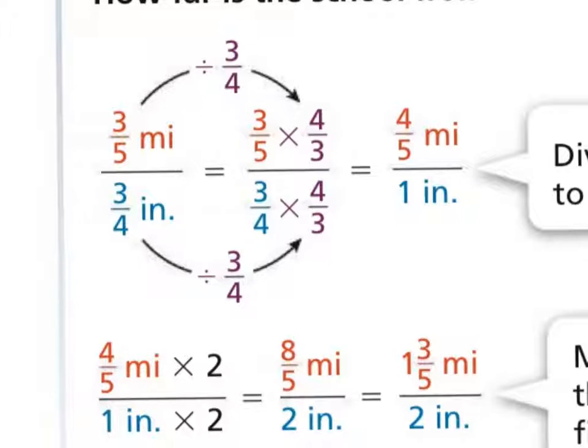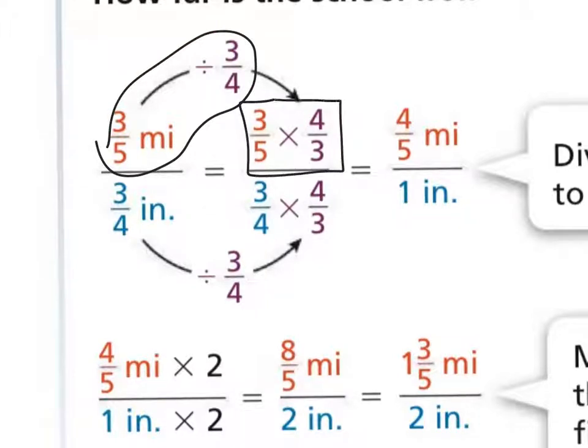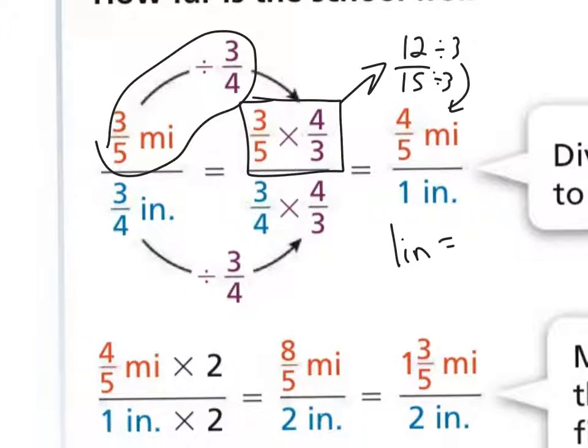So you can either write it this way, or you can have the reciprocal of this basically. But the idea is we want to know what 1 inch is. So if you do 3/4 divided by 3/4, you'll get 1. If you divide something by itself, it is equal to 1. So 3/5 divided by 3/4, keep, change, reciprocal, becomes 3/5 times 4/3. If you multiply that out, that's going to be 12/15. And we can reduce that down to 4/5. So what that tells us is on the map 1 inch is equal to 4/5 of a mile.